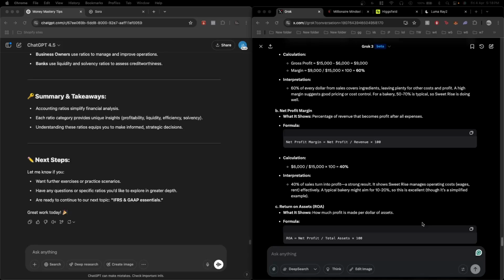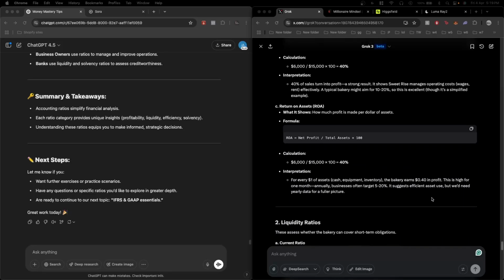So what is the interpretation? 40% of sales turn into profit, a strong result. It shows Sweet Rice manages operating costs such as wages and rent effectively. A typical bakery might aim for 10 to 20%, so this is excellent, though it's a simplified example.